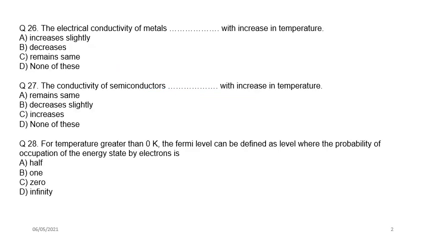So it is actually the second part, and 25 questions are already discussed. So for the 26th question we will see: the electrical conductivity of metals dot dot with increase in temperature. We have to fill the blanks. The options are increases, slightly decreases, remains same, or none of these.